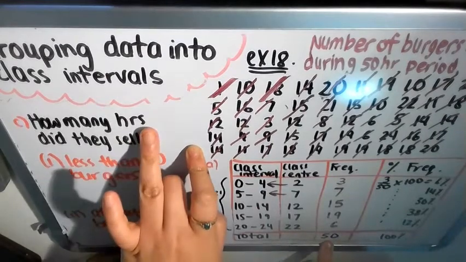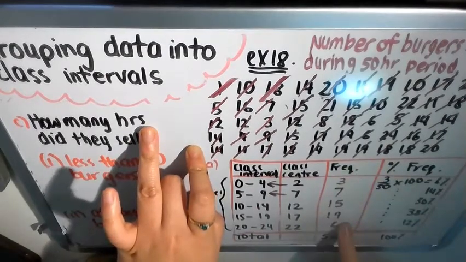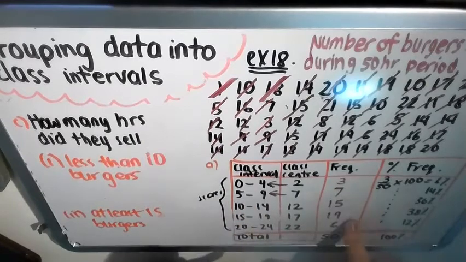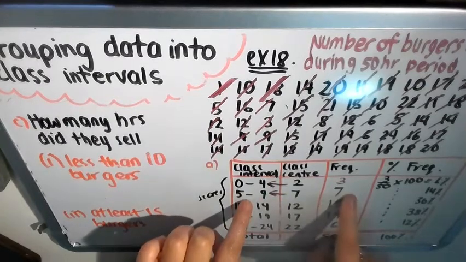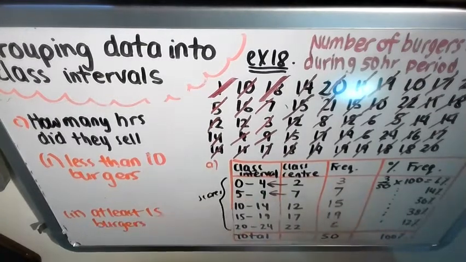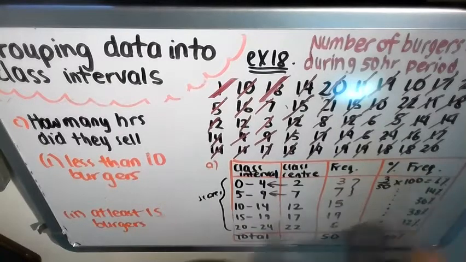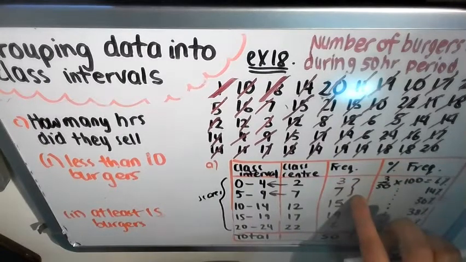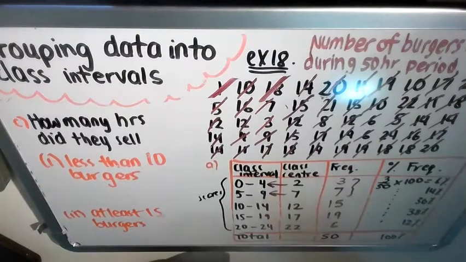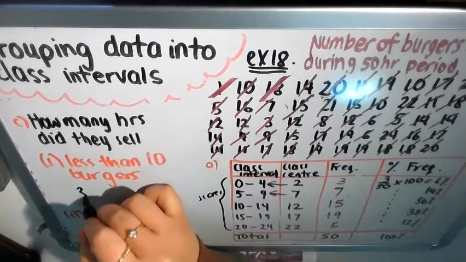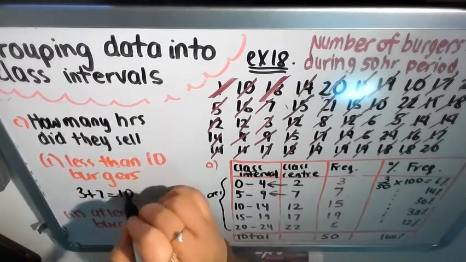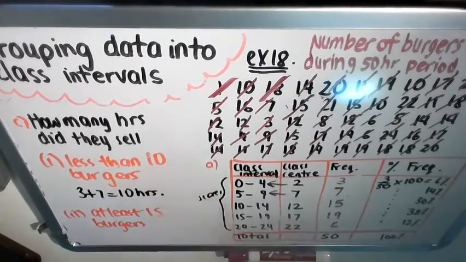So if we want to look for hours, we look here. This is the burgers, this is the hours, because it was a 50-hour period. And because we want less than 10, we want to add these two up. So it took them 10 hours to sell less than 10 burgers. All right, so we say 3 plus 7, that would be your working out, is 10 hours.